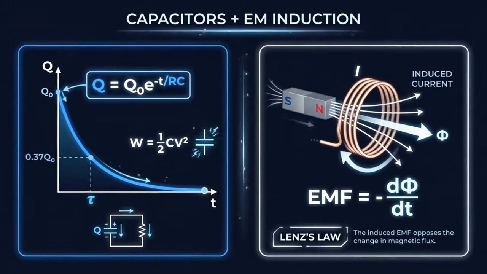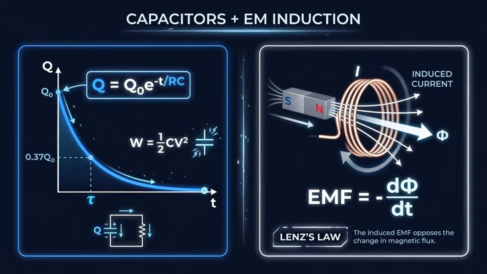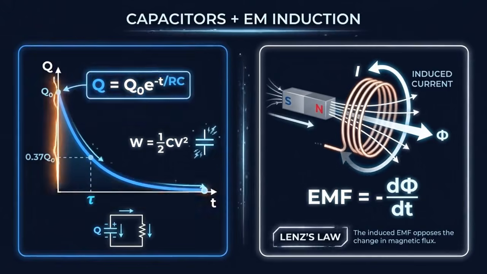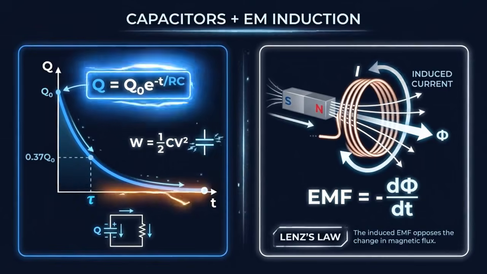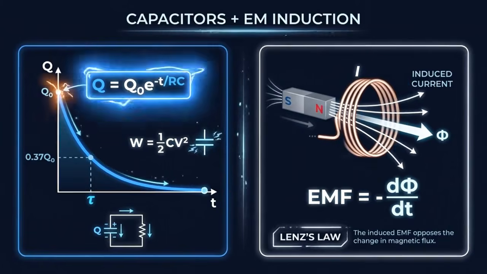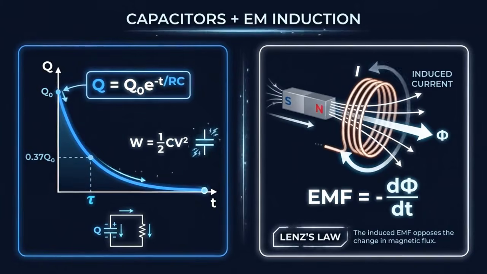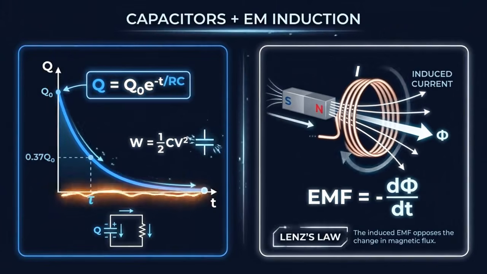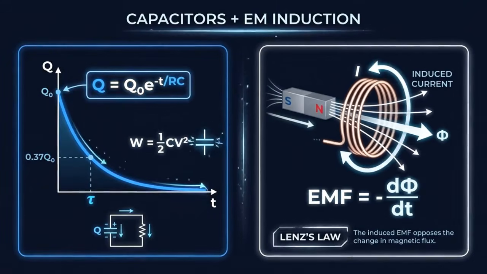A very common question asks you to explain why the discharge is exponential. Here is the answer chain. As charge decreases, the potential difference decreases. Lower PD means lower current. Lower current means the rate of charge loss decreases. A rate of decrease proportional to the quantity itself gives exponential decay. That chain earns you full marks.